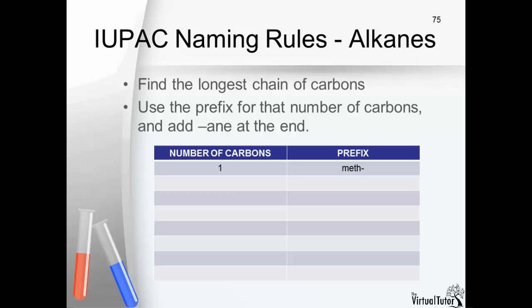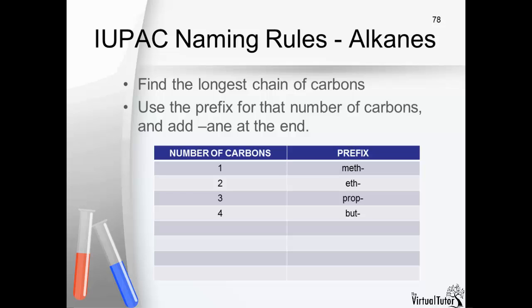If there is one carbon atom in the organic molecule, the name will start with meth. If there are 2 carbon atoms in the longest chain, the name will start with eth. If there are 3 carbon atoms in the longest chain, the name will start with prop.